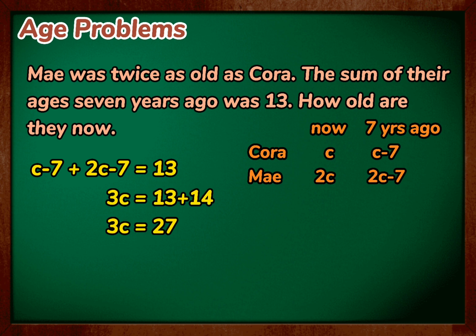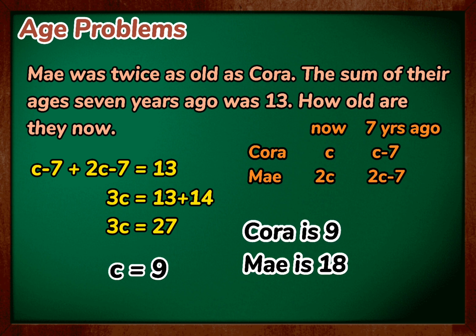Solve the equation. That's 3C equals 13 plus 14, because we transpose negative 14 from the left to the right. So that's 3C equals 27, divided by 3. C equals 9, so Cora's age is 9. And May's age, which is 2C, is 18.